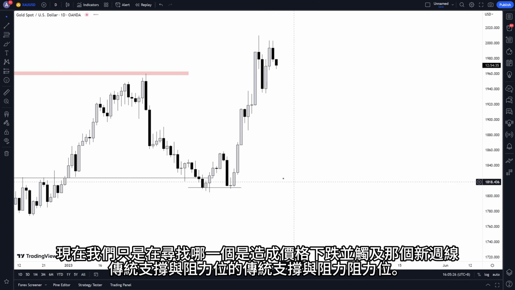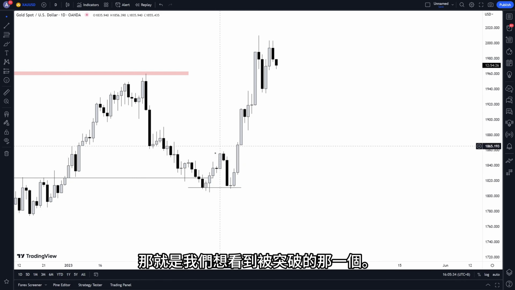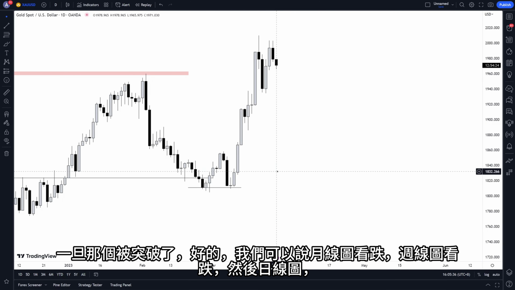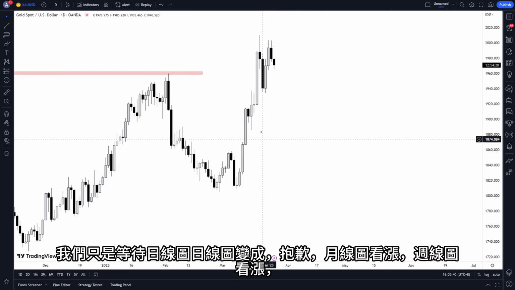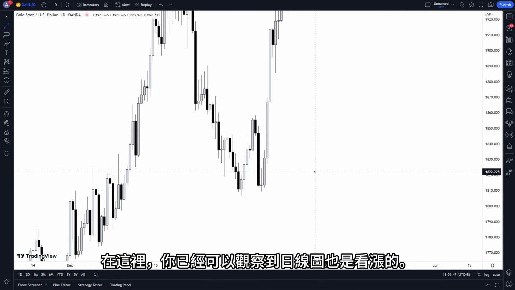Now we're just going to be looking for the traditional SNR resistance that caused price to go down and touch into that new weekly traditional SNR. That would be the one we want to see break. Once that's broken, we can say monthly is bearish, weekly is bearish, and then for daily we're just going to wait for it to become bearish. Here, monthly is bullish, weekly is bullish. We're just going to wait for daily to be bullish. But over here, you can already observe that daily is bullish too.